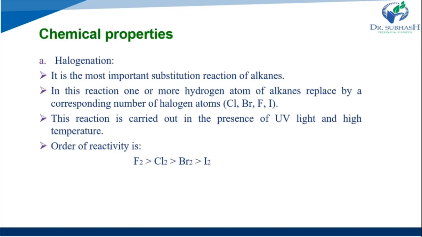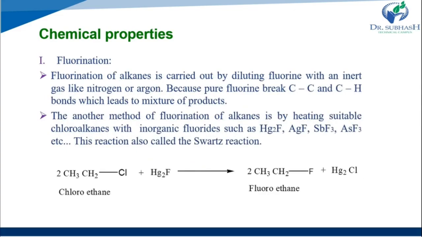So the order of reactivity is F2 greater than Cl2, greater than bromine, and greater than iodine. That is the order of reactivity: fluorine, then chlorine, then bromine, and iodine. Then in halogenation, mainly the first one is the fluorination reaction.